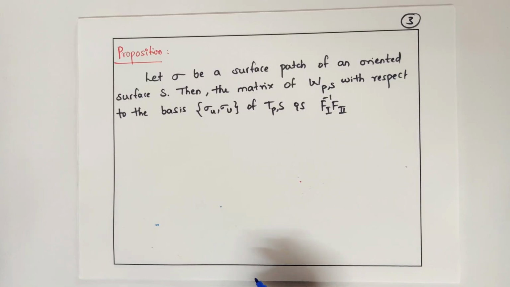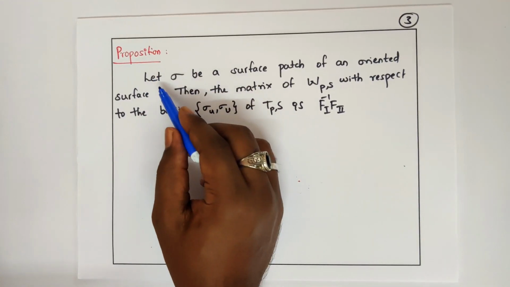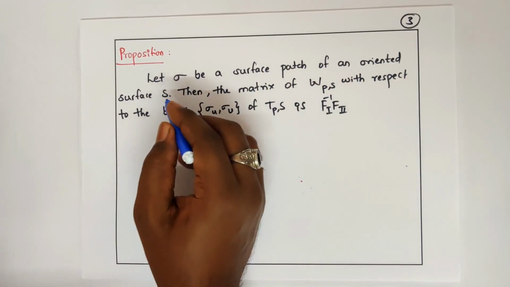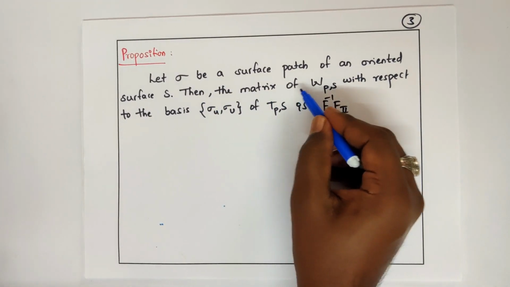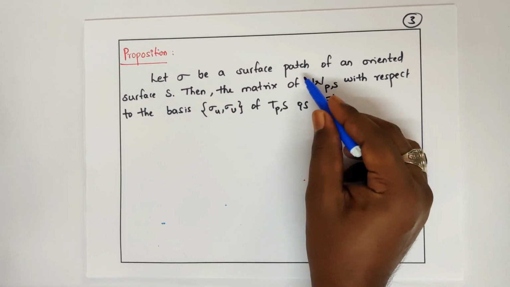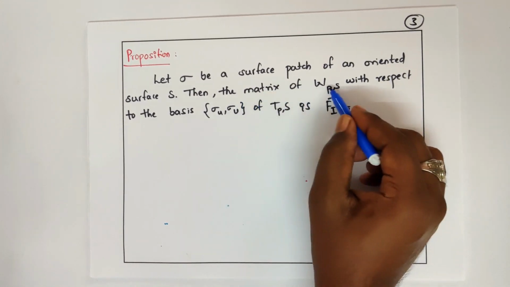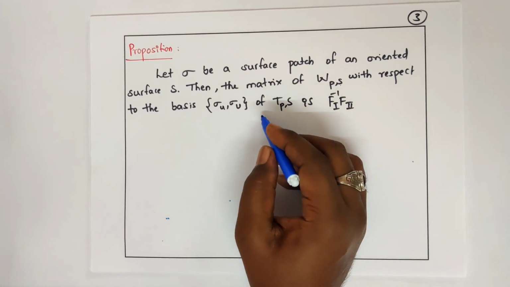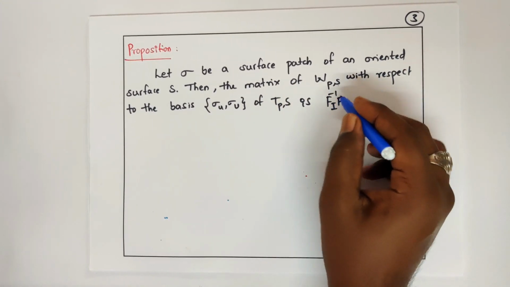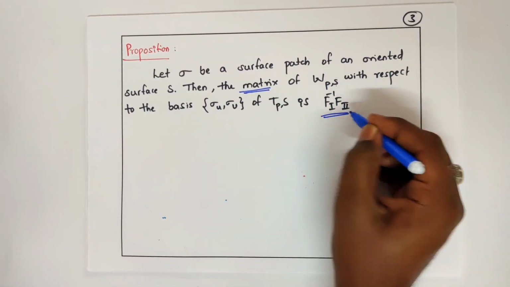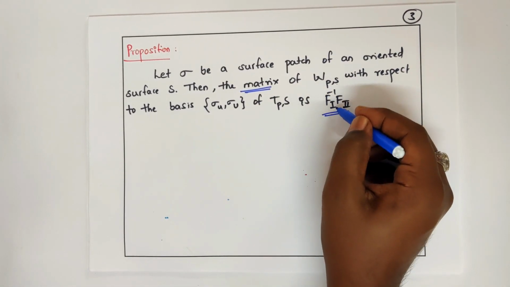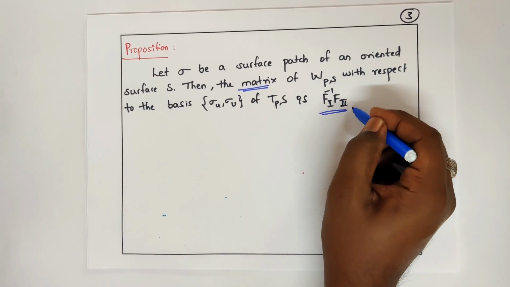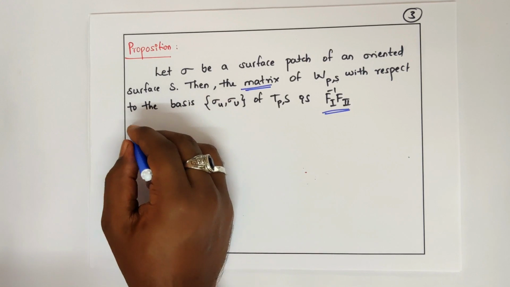The determinant of that matrix will give us the Gaussian curvature, and half of the trace of the matrix will give us the mean curvature. So if you look at this proposition, let sigma be the surface patch of an oriented surface S. Then the matrix corresponding to the Weingarten map at the point P of this oriented surface S, which from here onwards we will call the Weingarten matrix, with respect to the basis sigma u, sigma v of this transformation, will be given by F1 inverse times F2. So here we will try to prove this result.